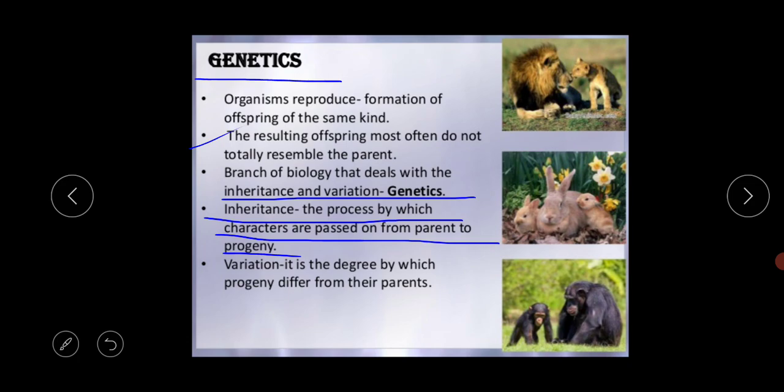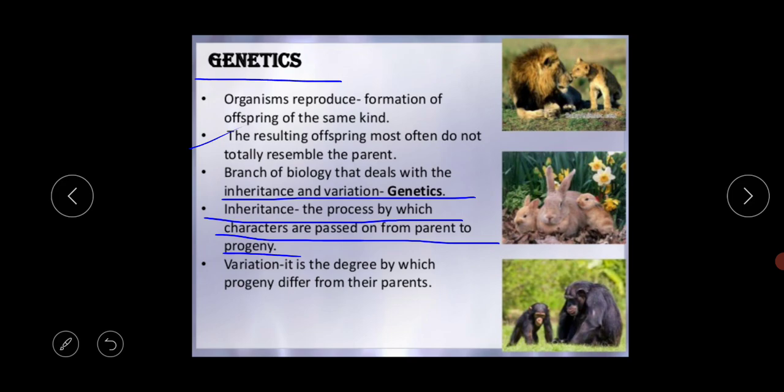And the variation, what is the meaning of variation? Actually, this is the degree by which the progenies differ from their parents. I am repeating again: the basic definition of variation is the degree by which the progenies differ from their parents. So this is the variation.